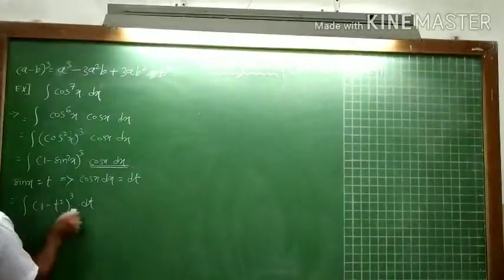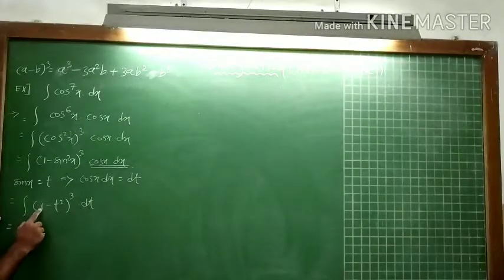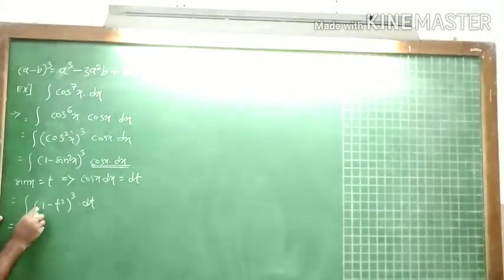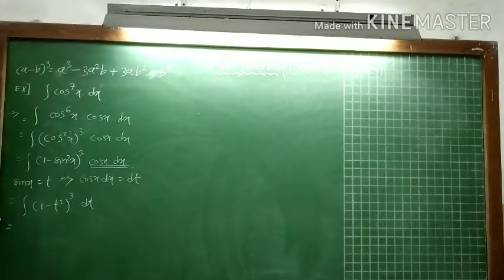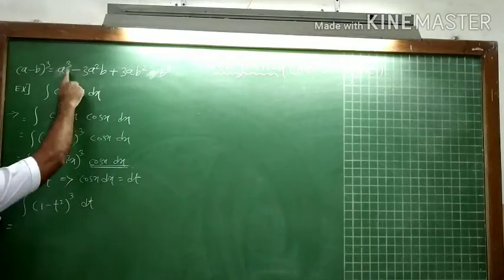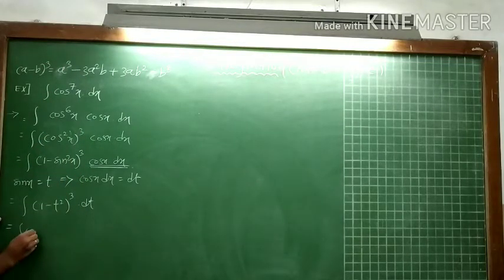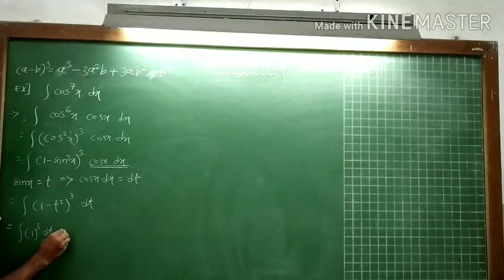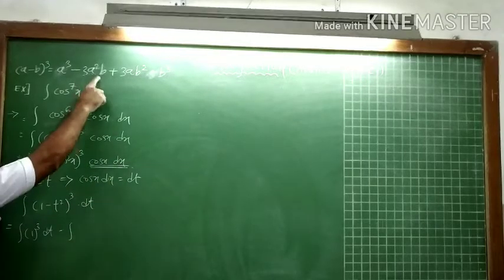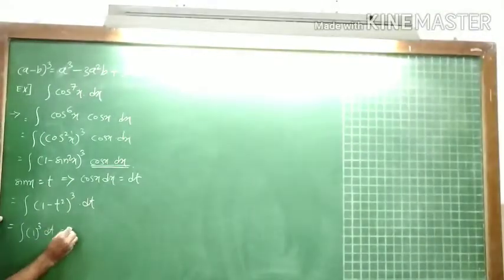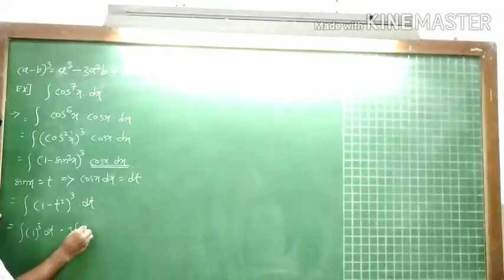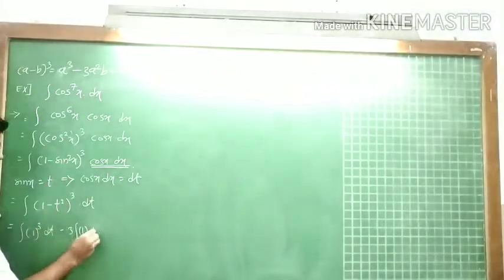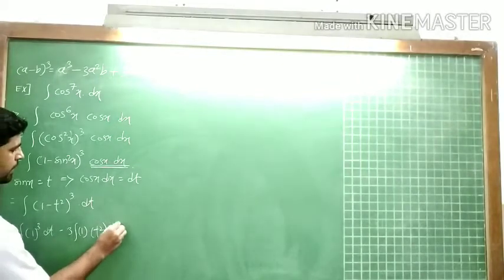Now you can expand this function. Okay? 1 minus t square whole bracket 3. Assume that this is 1 minus t square, in the form of a minus b whole cube. Correct? So expand this. A cube becomes, what is the a cube? A cube is 1 cube, right? Then write the minus sign. Correct? Then 3 is outside, so keep it outside. A square, a is 1 so square is 1, and b, what is the b? B is t square dt.